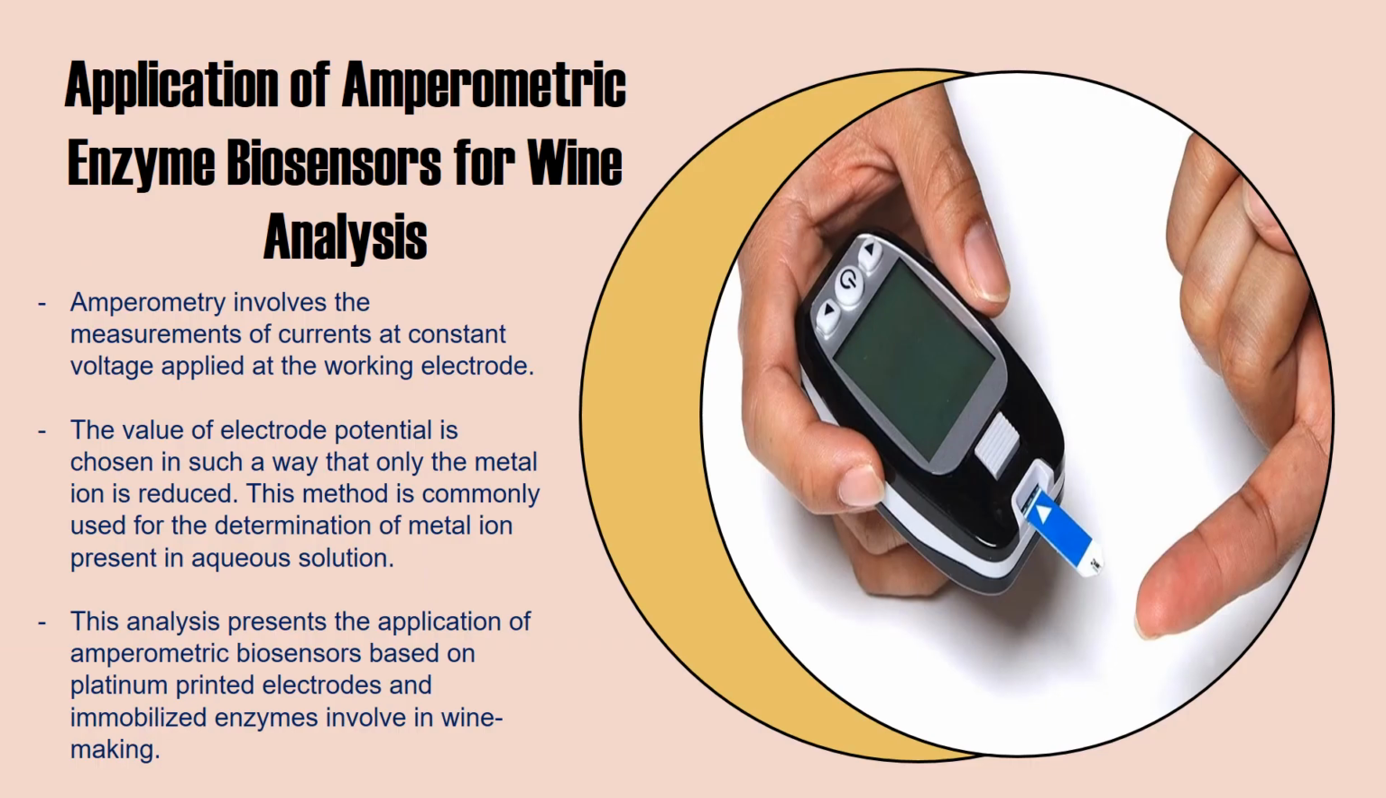For my part, I am going to discuss the application of amperometric enzyme biosensors for wine analysis. Amperometry involves the measurement of currents at constant voltage applied at the working electrode. Generally, the value of electrode potential is chosen in such a way that only the metal ion is being reduced. This method is commonly used for the determination of metal ions present in aqueous solution. This analysis presents the application of amperometric biosensors based on platinum-printed electrodes and immobilized enzymes involved in winemaking.